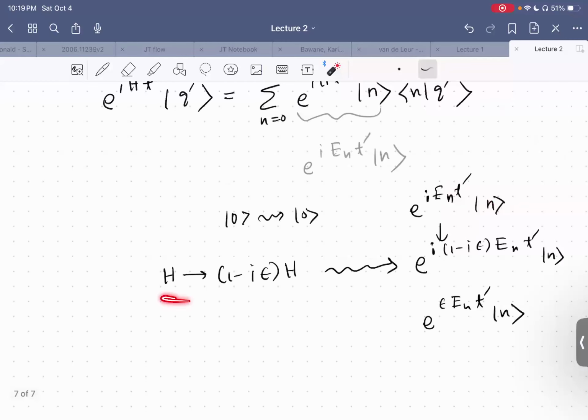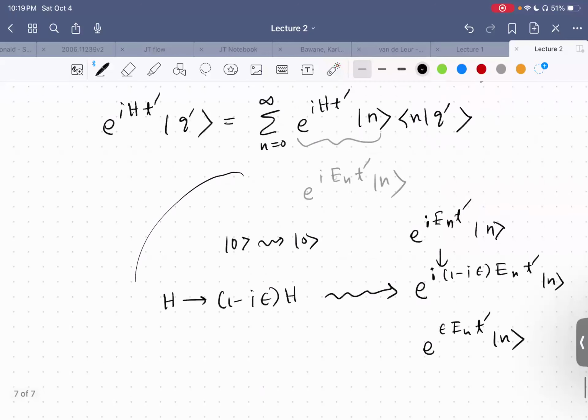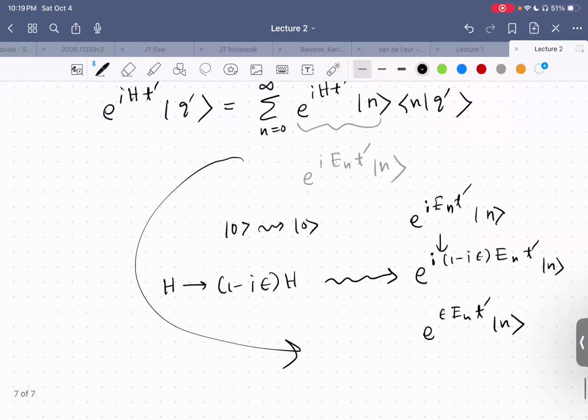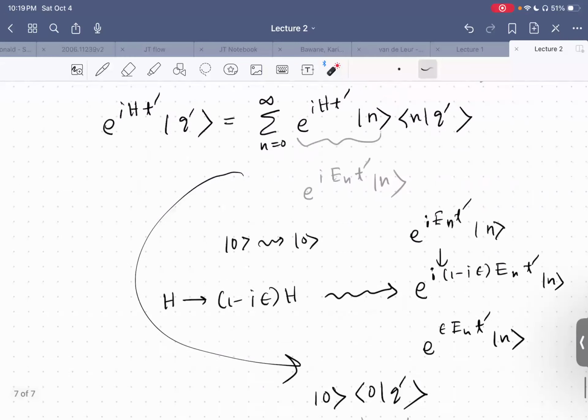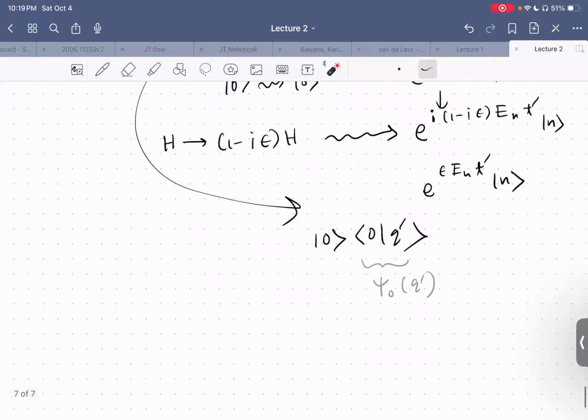So with this replacement and the limit that t prime goes to negative infinity, this thing becomes just the ground state, 0, and this, right? This is nothing but the wave function for the ground state. Let's call it psi 0. And more importantly, just a number. But the state that you have is the ground state. Okay?